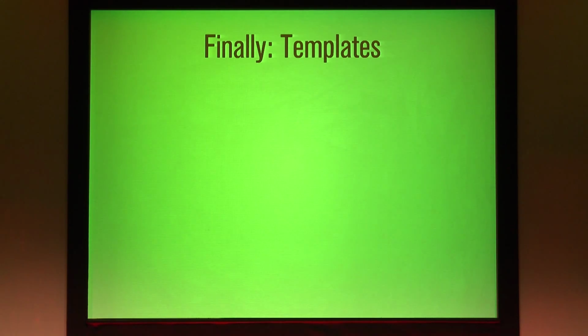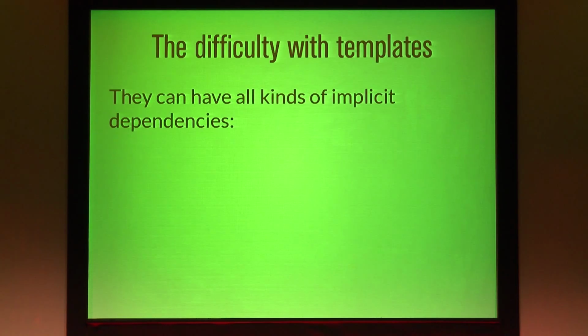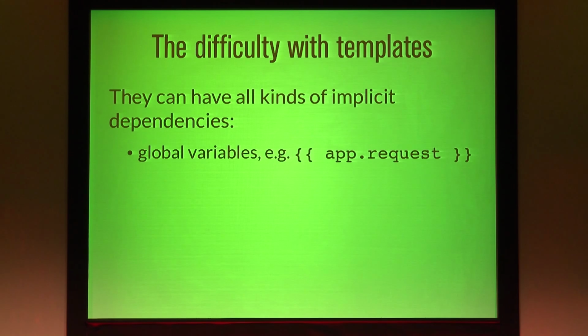Well, the final step is templates. And these are quite hard, as we will see. Conventions for templates are that they have to be in resources views, and then you will have the folder called controller. The file name should be action.format.engine, usually html.twig, of course. But the real difficulty is that templates have many kinds of different dependencies, and they are very difficult to decouple from.